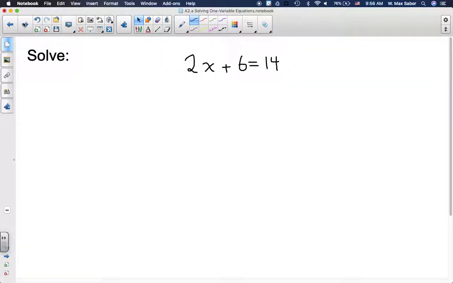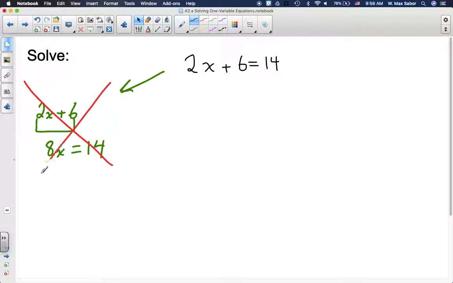Now, here, I'm going to show you the wrong way of doing this. The tempting wrong way of doing this is to do 2x plus 6, simplify this, and get 8x equals 14. This is not allowed because this has x, this does not have x. Go back to the video on combining like terms. These are not like terms, so they can't be combined. So this is not allowed.